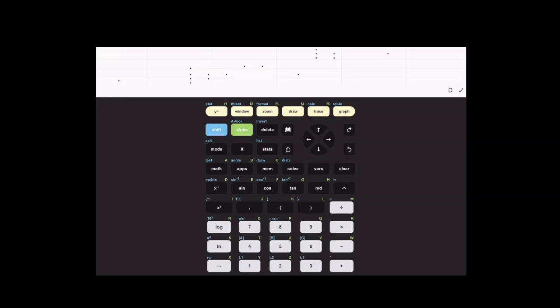Would you define this as a linear relationship? Yes or no? Is this a linear relationship? Yes. I would classify it as a linear relationship. Look at the points. I can see the linear. If you look, the points are following a line.